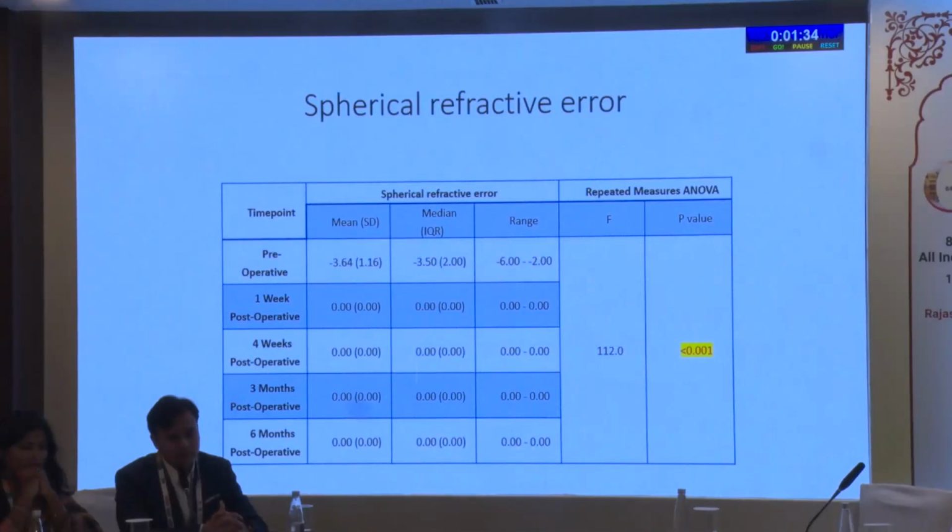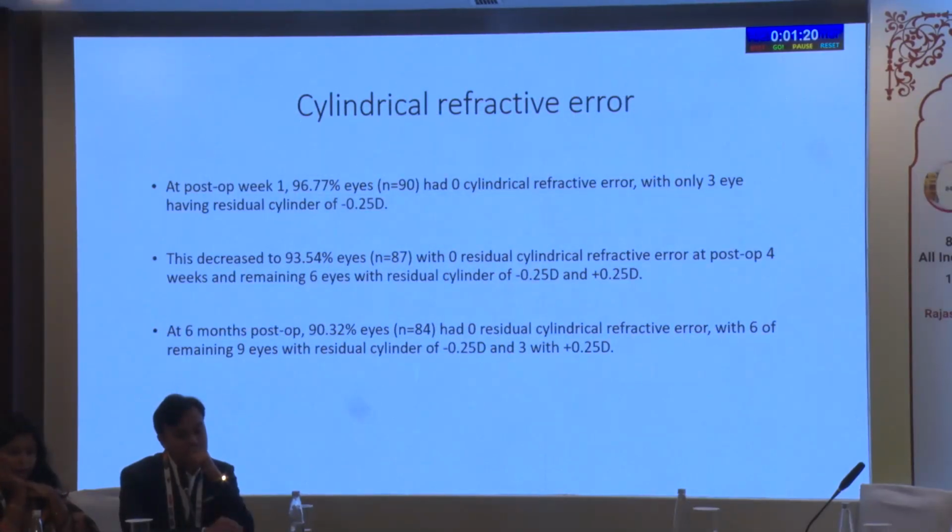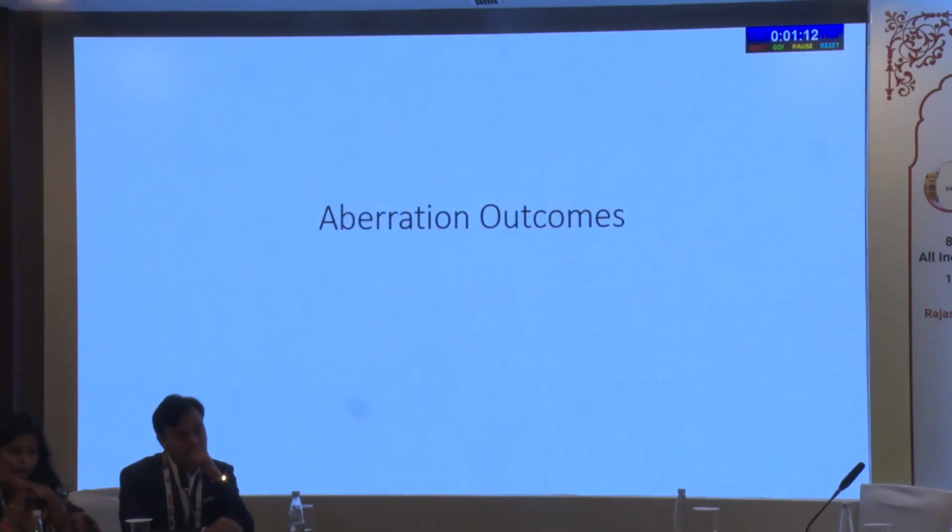Refractive outcomes. So preoperative mean spherical refractive error was -3.64, and there was no residual spherical refractive error. Preoperative mean cylindrical refractive error was 0.84, with 90% of patients having zero residual cylindrical refractive error, 6 patients with residual -0.25 diopter, and 3 with +0.25 diopters.